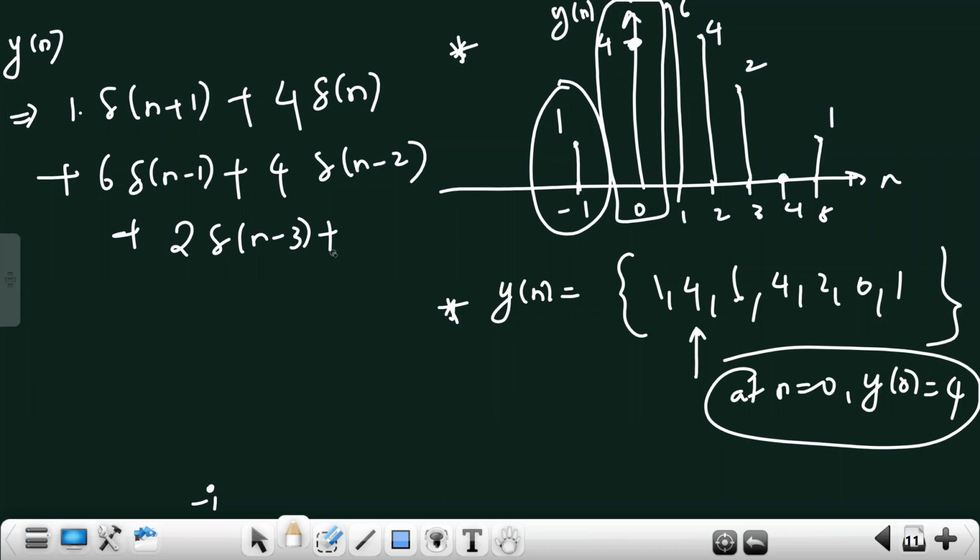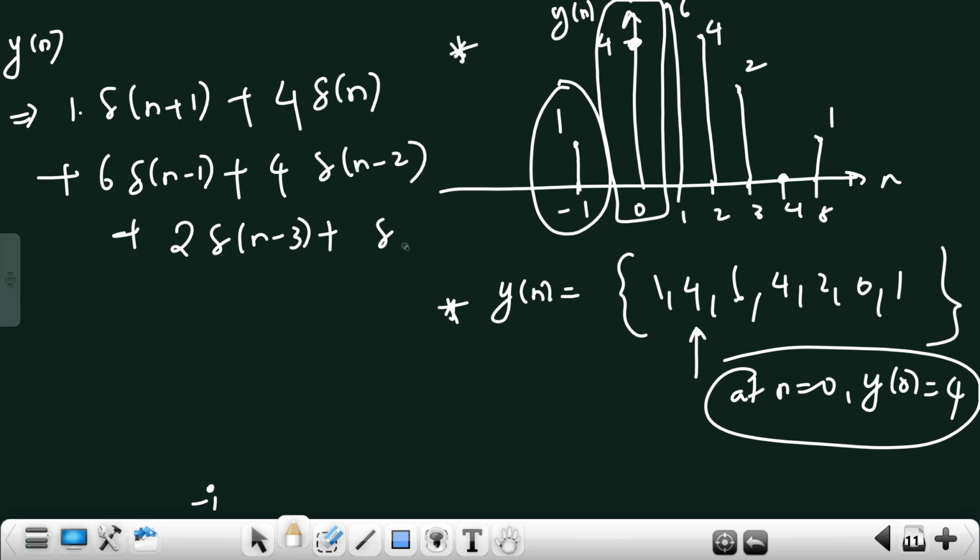Sir, 1 into del of n minus 5. Don't tell me minus del of 5 n. Del of n is something which exists only at n equal to 0. Students, please be aware of that term, del of n. Del of n is something which is existing only at n equal to 0. If that sample is existing at 5, it means we have shifted towards the right side by 5. So it will be del of n minus 5.